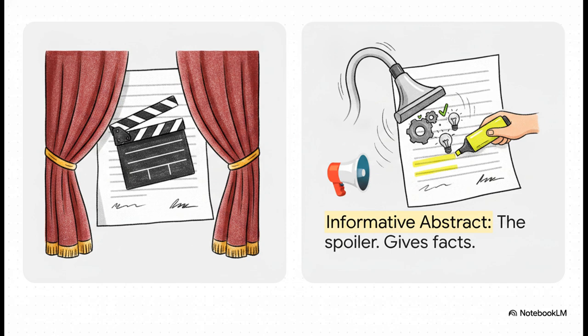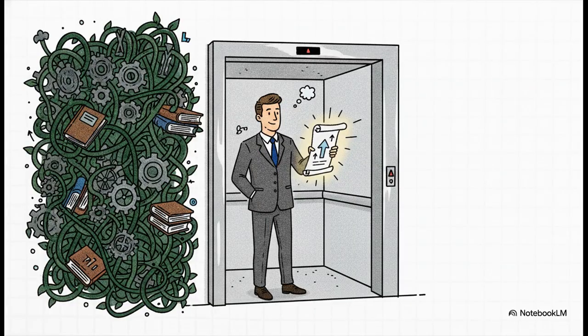The informative abstract, on the other hand, is the spoiler. It takes a yellow highlighter to the whole document and vacuums up the key facts. "Based on an exhaustive review, none of the available grammar software provides a useful function." Bam! It gives you the actual conclusion right there. And then we have the executive summary. This is a bit of a hybrid.